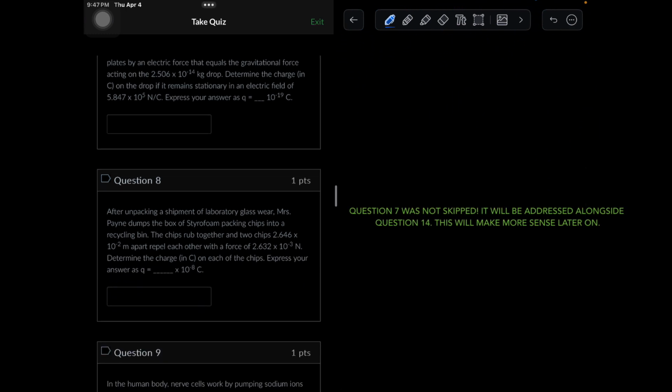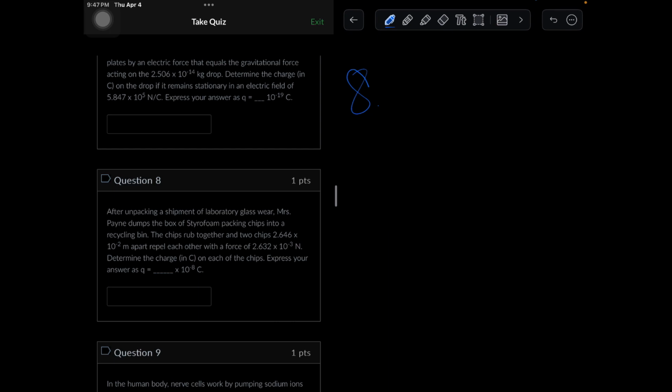Question 8. After unpacking a shipment, Mrs. Payne dumps the box of styrofoams into a recycling bin, and the chips repel at a distance of a certain meter apart. The force of repelling is a certain Newton amount. You are told to determine the charge of each of these chips.